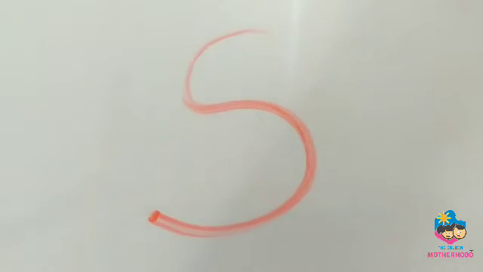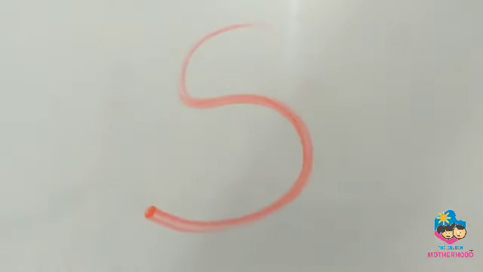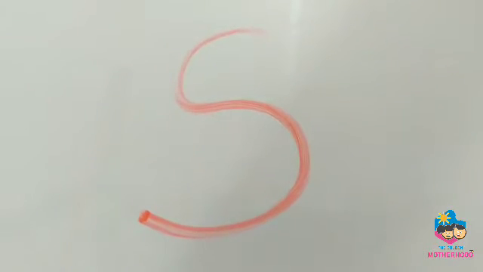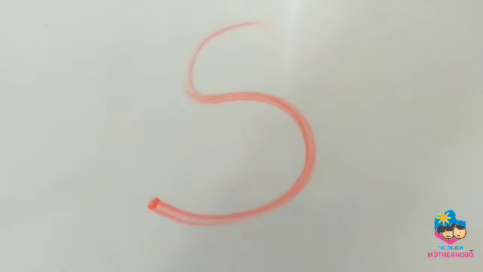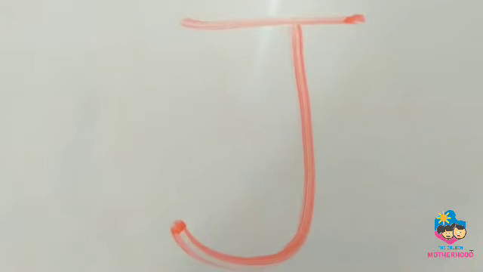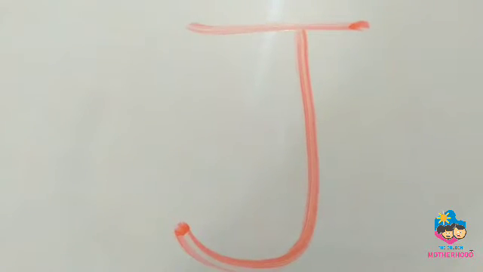Now the phonic sound of the letter S is S for stop. S is the phonic sound of S. J is for juice. J is the phonic sound of J.